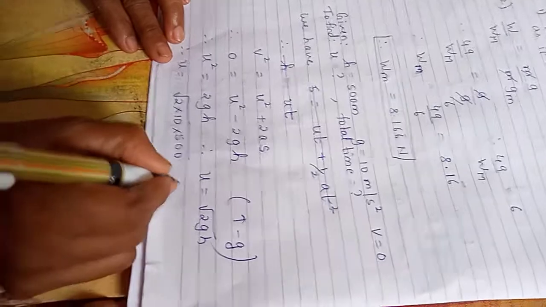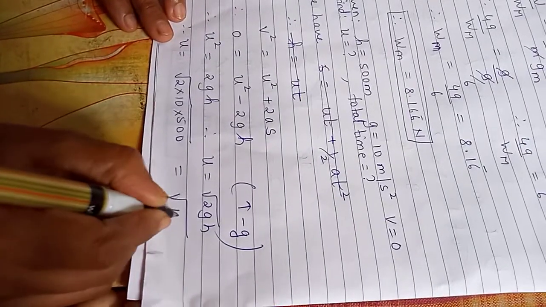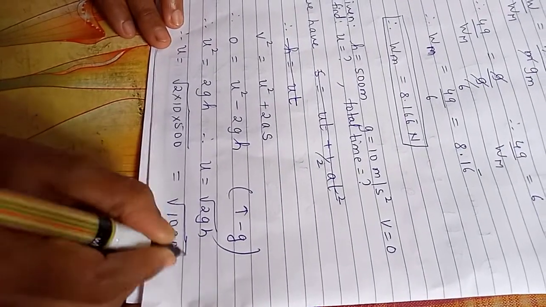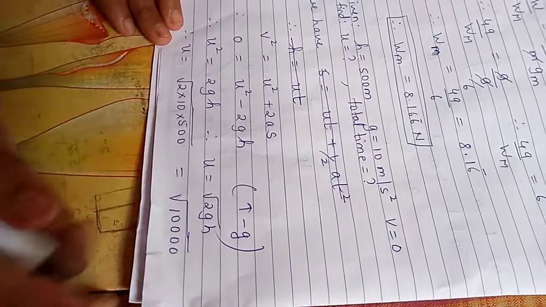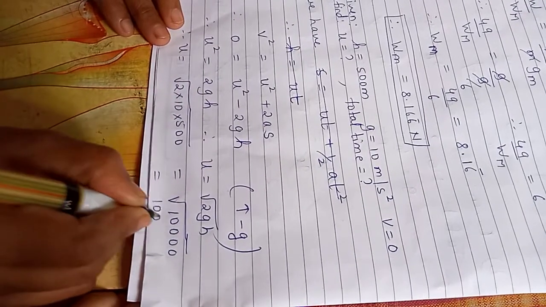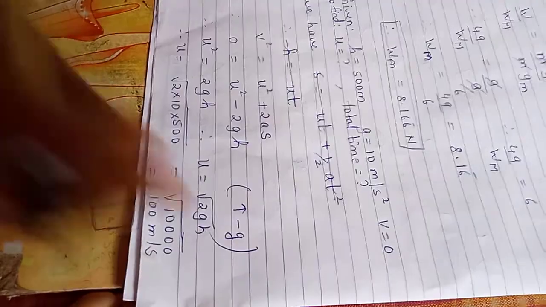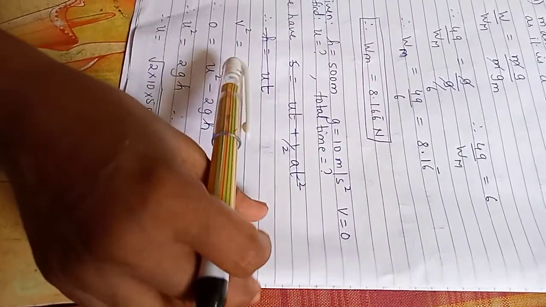See here. 4 zeros in total. I hope you agree. 500 twos are 1000, 10s are 10,000. The square root is 100 meter per second. Are you okay here? U is over.